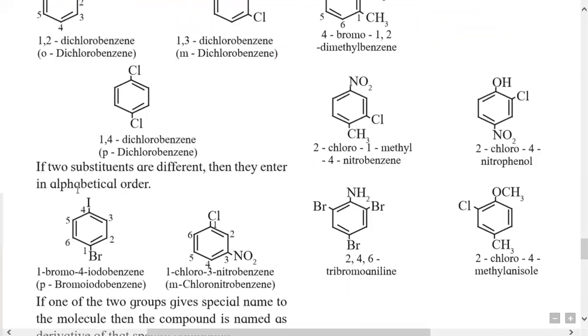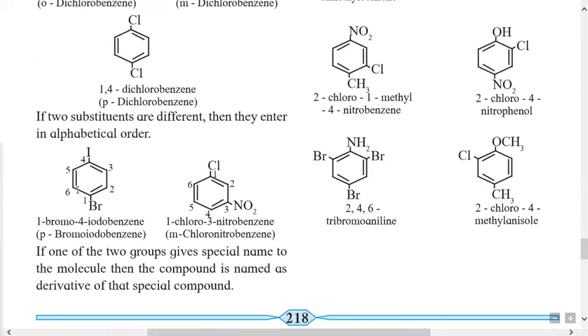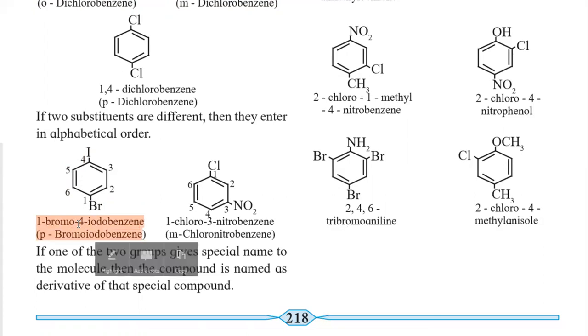If two substituents are different, then their names are given according to alphabetical order. Here, iodo and bromo: the bromo comes first, and therefore at the position of bromine, the carbon is given number 1, and iodine gets the next number, in the clockwise or anti-clockwise direction, whichever is nearer to carbon number 1. So it is 1-bromo-4-iodobenzene, and 1,4 we call para. So it is para-bromoiodobenzene.